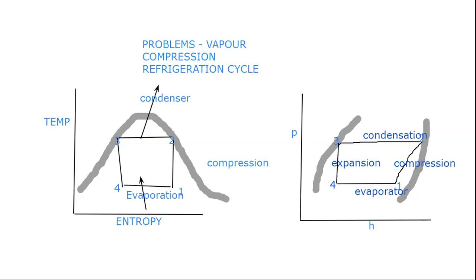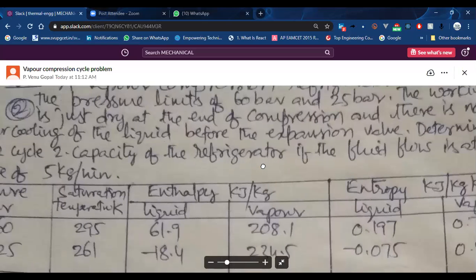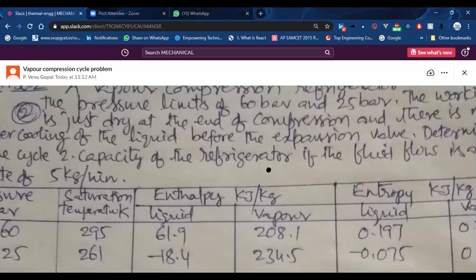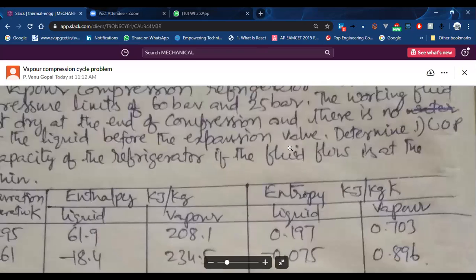Now again, the next statement in the problem says that there is no undercooling of the liquid before the expansion valve. So that means before the expansion valve there is nothing in between. After the condensation, it goes straight to the expansion valve. There is no undercooler in between. That is just for understanding purposes.